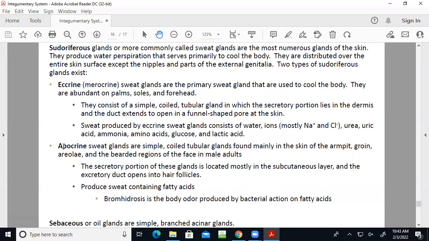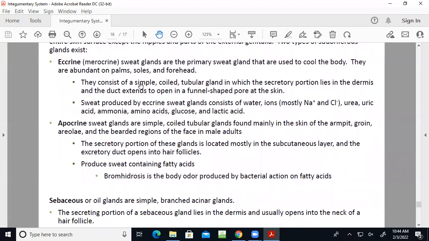Okay, if you go back to that very first picture that I had you guys highlight things in, I had you highlight both of them. I'll tell you how to identify the difference between them in 1 second. Okay, eccrine are the primary sweat glands that are used to cool the body. I'd probably highlight that phrase. That's important. Abundant in places that sweat a lot: our palms, the soles, bottom of our feet, front of our hands, and our forehead. Okay, they are structurally going to consist of a simple coiled tubular gland where the secretory portion lies in the dermis. The duct opens to a funnel-shaped pore at the skin.